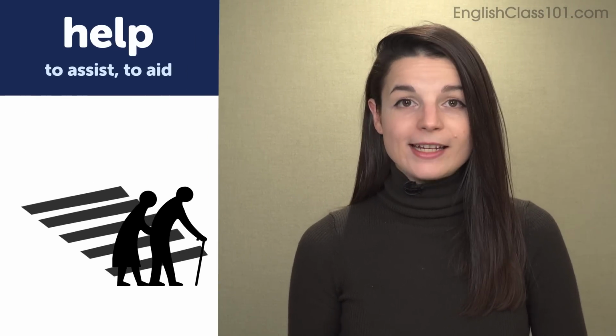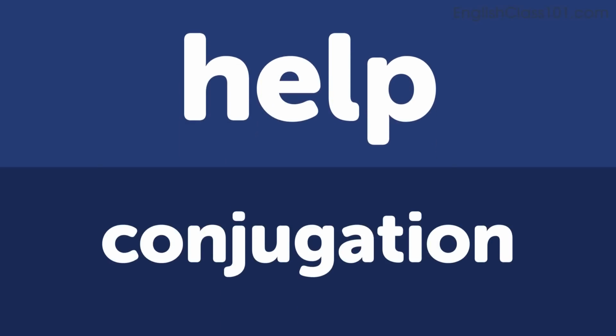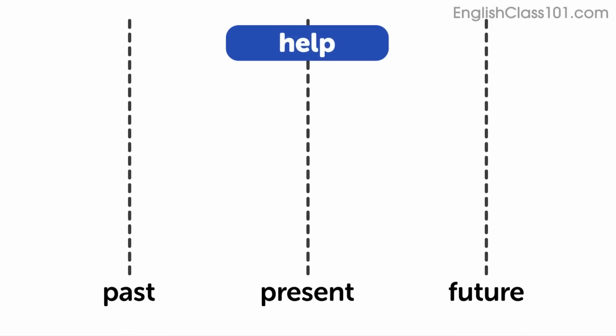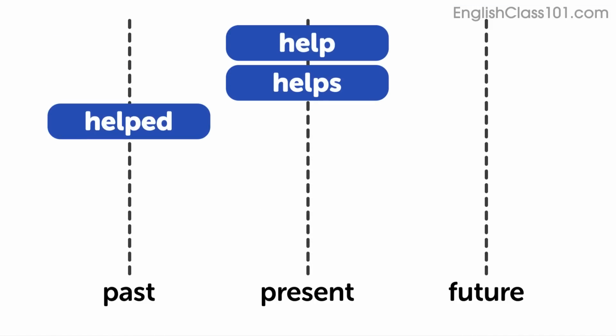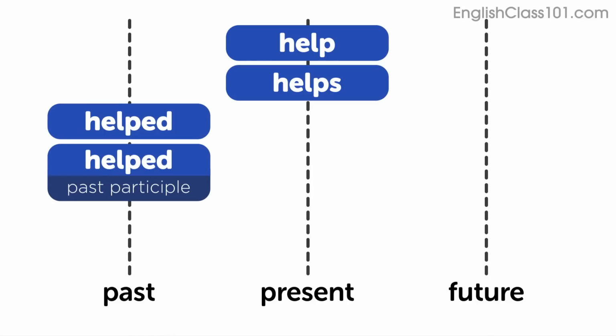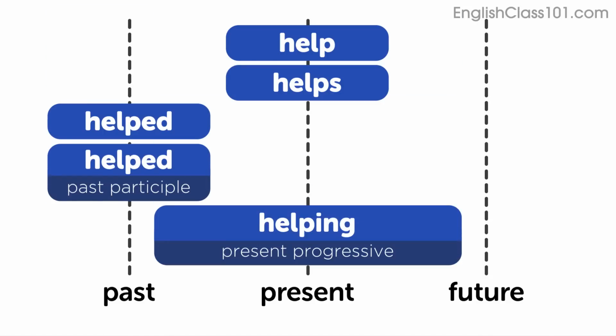The basic definition of the verb help is to assist or to aid. Let's look at the conjugations of this verb. Present tense, help, helps. Past tense, helped. Past participle tense, helped. Progressive tense, helping.